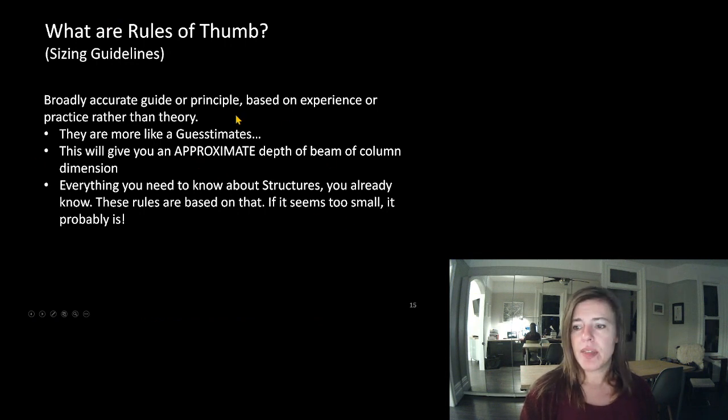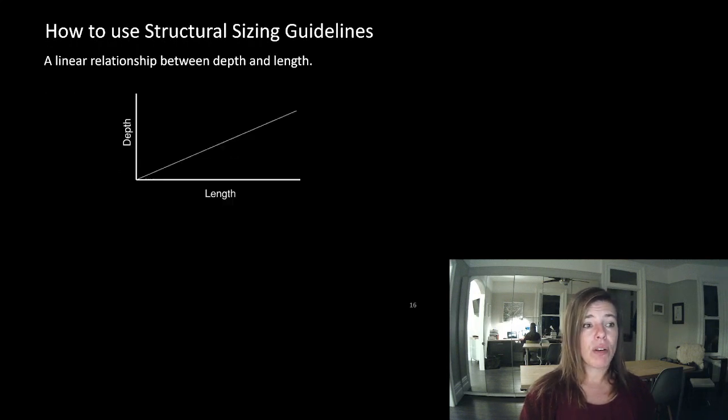Okay, so I think we've talked about all of these things. This is your gut check, everything you need to know about structures you already know. These rules are based on that. If it seems too small, it probably is. So again, these are totally empirical. These are not scientific. These are based on the fact that in a normal range of things, depth and length are a linear relationship. Next week, I am going to do a lot of math that you don't have to do to prove that this is bullshit.